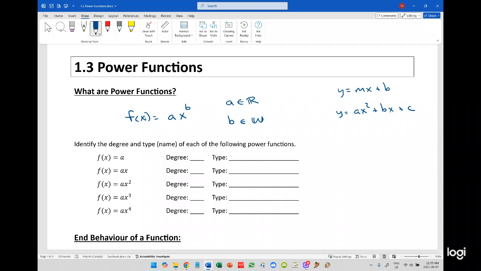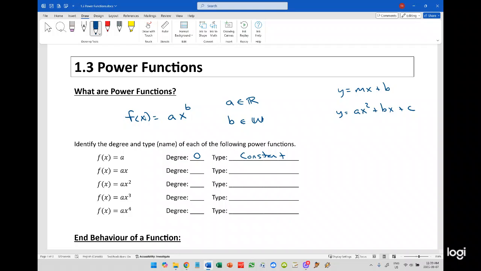No issues there whatsoever. Okay, so if we start off with some of the basic ones, f(x) equals a. A is just a number. There is no variable in it whatsoever. We call that a degree 0 function, and that's just called a constant function. So for instance, you might get f(x) equals 5. Well, it doesn't matter what the input is. The output's always going to be 5 because there is no input taken into consideration.